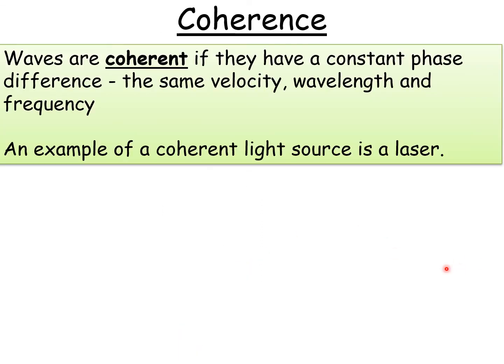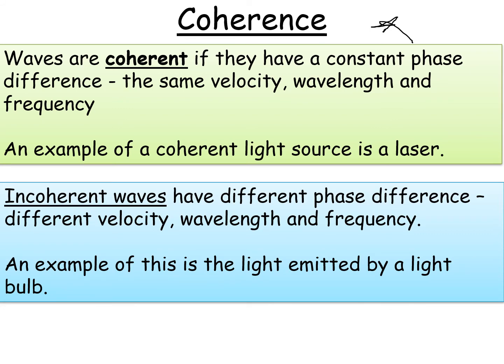Now, coherence is another term I want you to learn, so make a note of this, please. Waves are coherent if they have a constant phase difference, i.e. the same velocity, wavelength, and frequency. An example of a coherent light source is a laser.